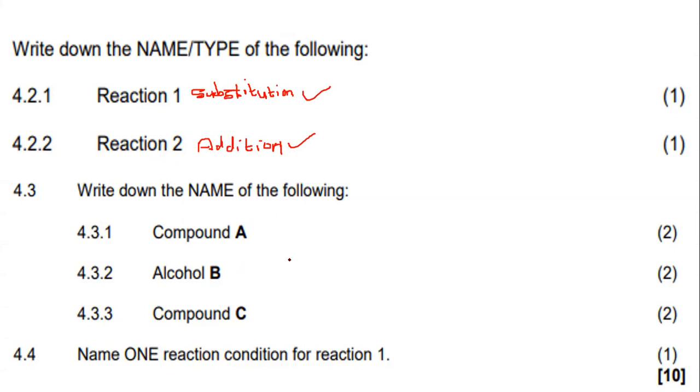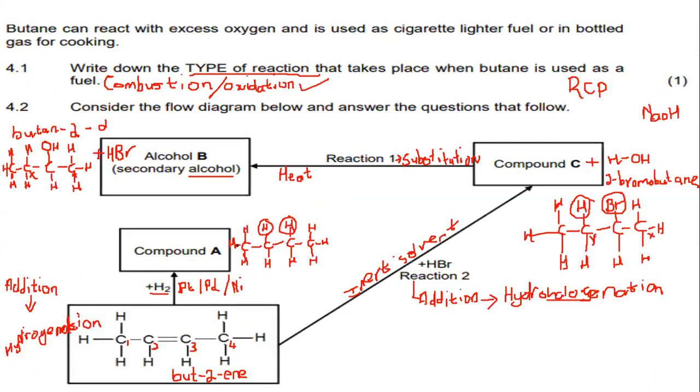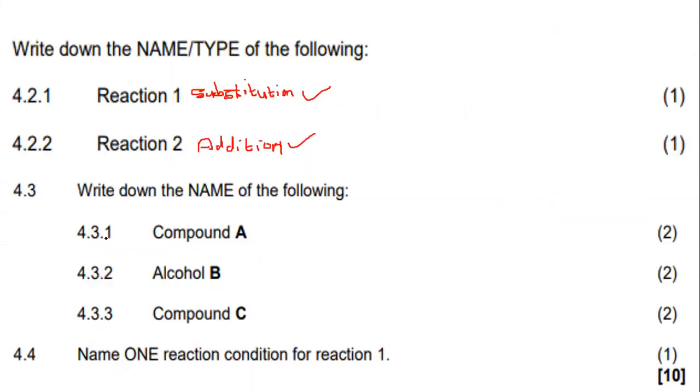Compound A, there we can see it. It has 4 carbon atoms, so it is a but. It is a hydrocarbon, with single bonds between carbon atoms. So it is an alkane, so the name must end with ANE. Then that's butane.